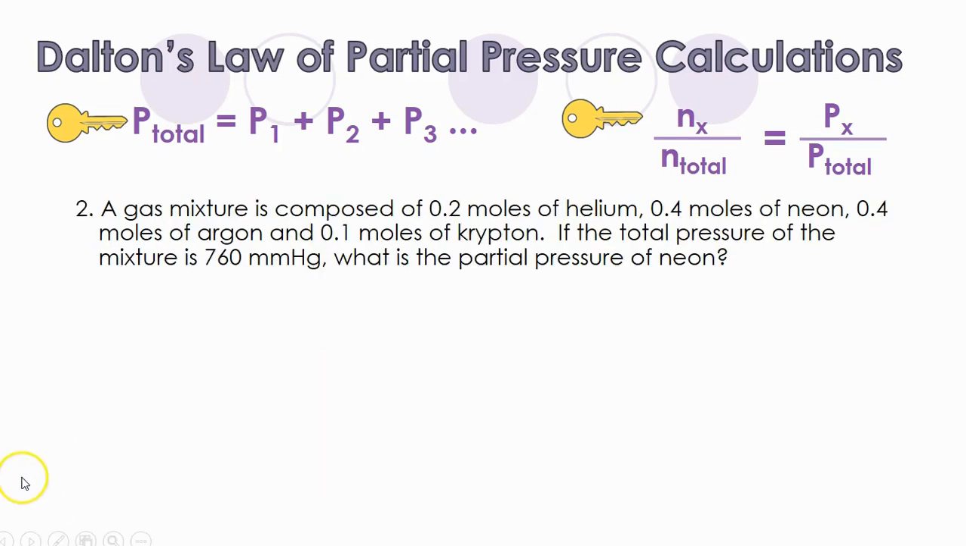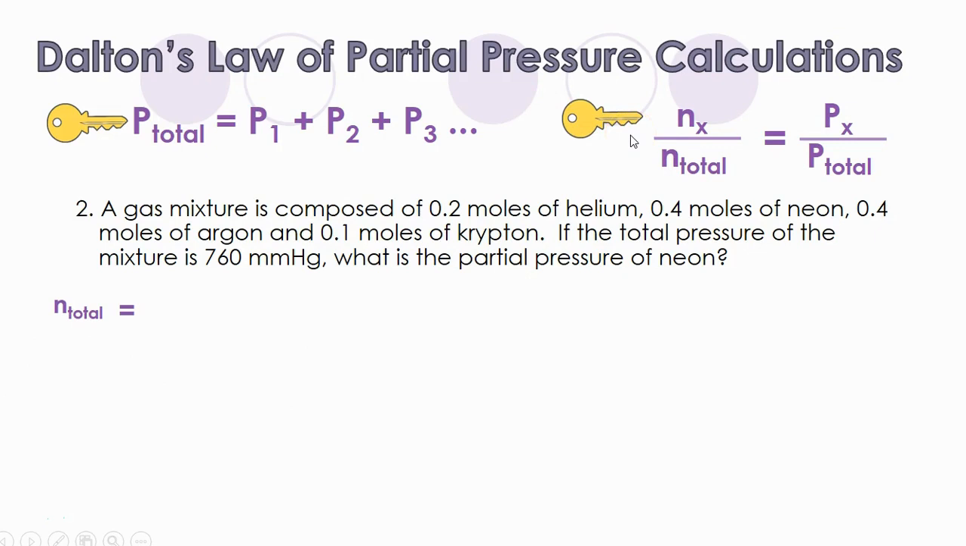Let's try another problem. Example 2 says a gas mixture is composed of 0.2 moles of helium, 0.4 moles of neon, 0.4 moles of argon, and 0.1 moles of krypton. If the total pressure of the mixture is 760 millimeters of mercury, what is the partial pressure of neon? So in this problem, we have some values that are given in moles. Therefore, we're going to use this formula.